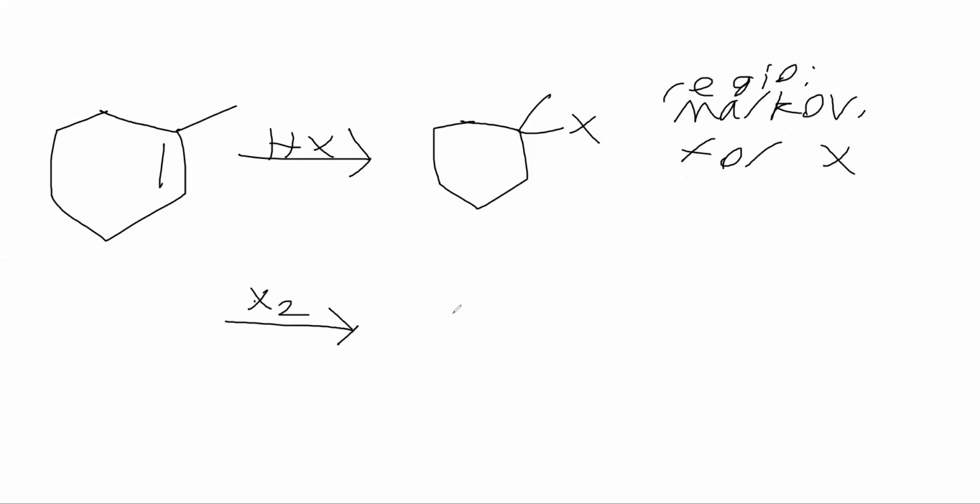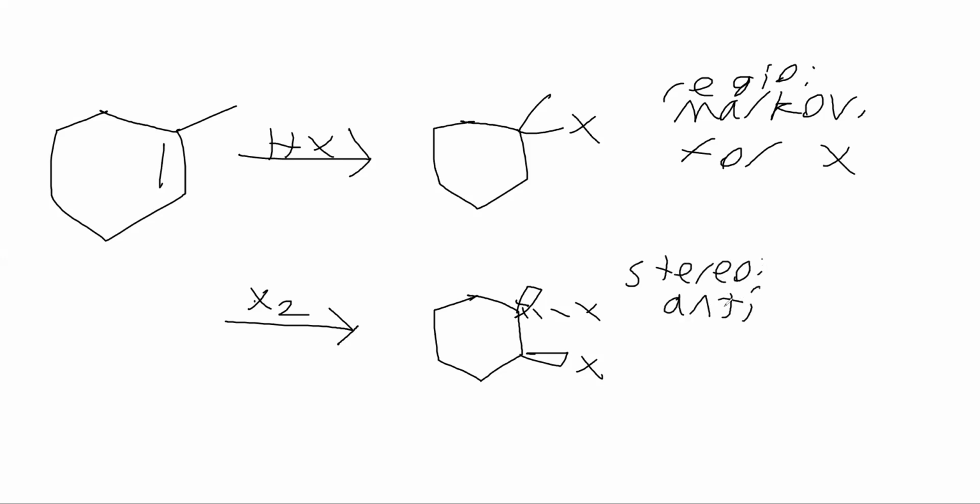If we add X2, the two X's are trans here, so there's no regioselectivity, but the stereoselectivity is anti because they're trans to each other, and the mechanism explains this. The X on top could be a wedge and the one on the bottom could be a dash. It doesn't matter. All that's important is that they're anti to each other. So that's two reactions covered already.